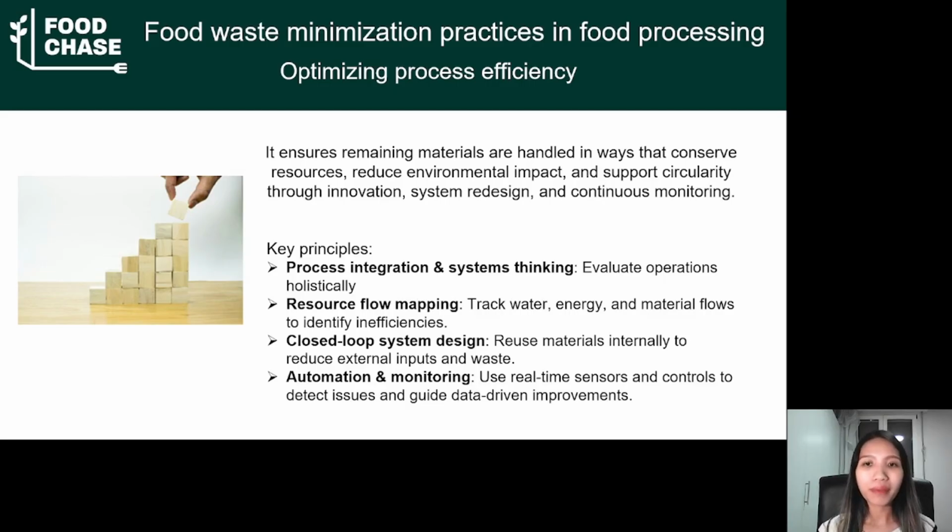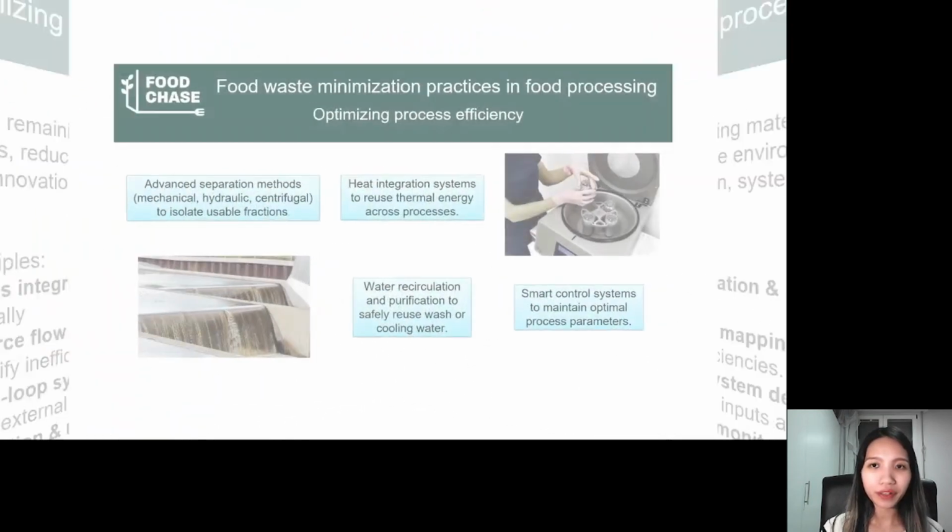Resource flow mapping means tracking water, energy, and material flow to identify inefficiency. Closed loop system design means reusing material internally to reduce the external input and waste. And automation monitoring means using real-time sensors and controls to detect issues and guide data-driven improvement.